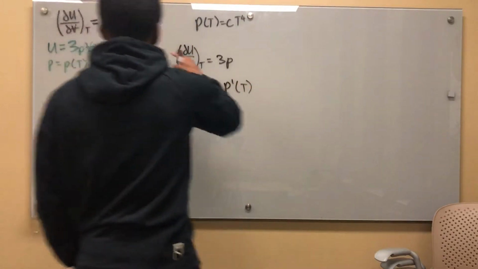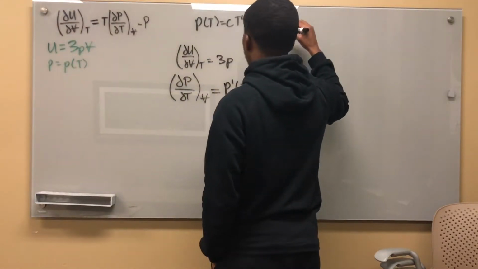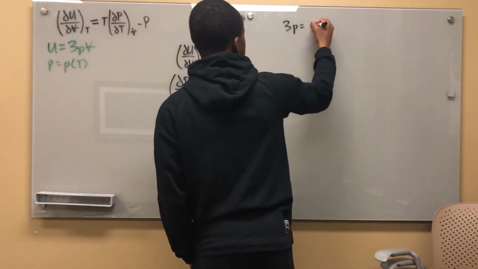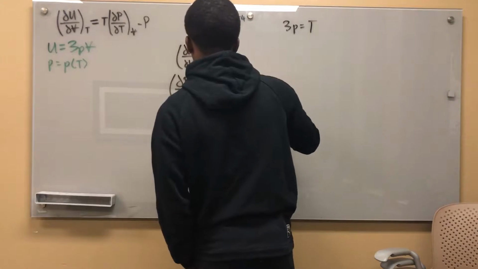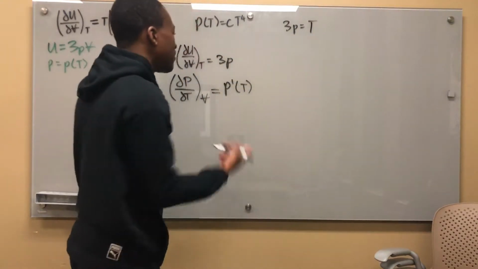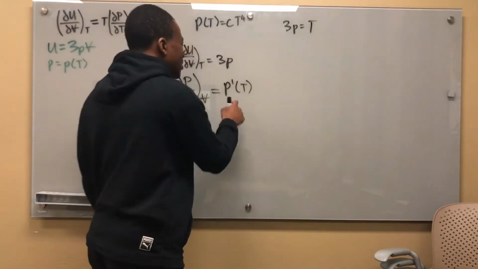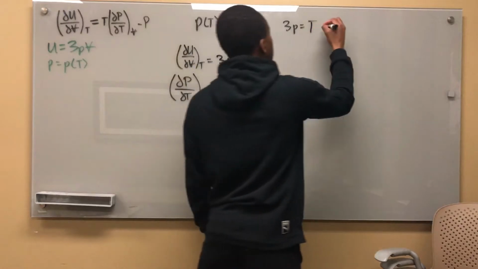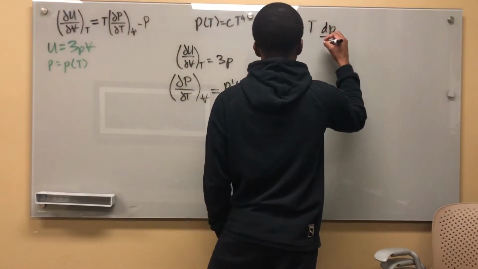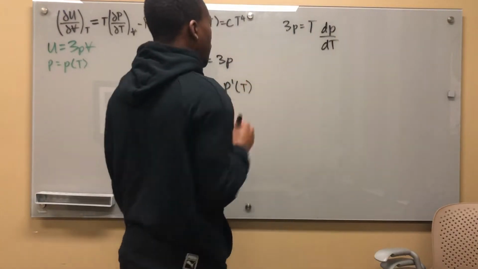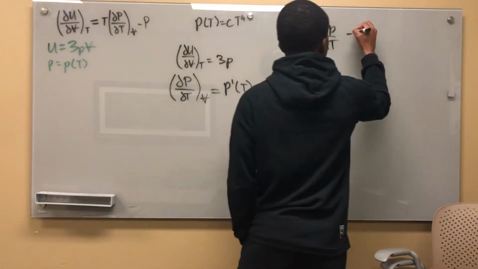Cool, so now let me rewrite this whole thing like this. So that says that 3P equals T times P prime of T, and I'm going to drop the of T because this can just be written as P prime, because the more things I have in here, it's just going to make it more confusing for me. So I can really just write this as dP/dT. dP/dT, right? Plus, or minus P, right?